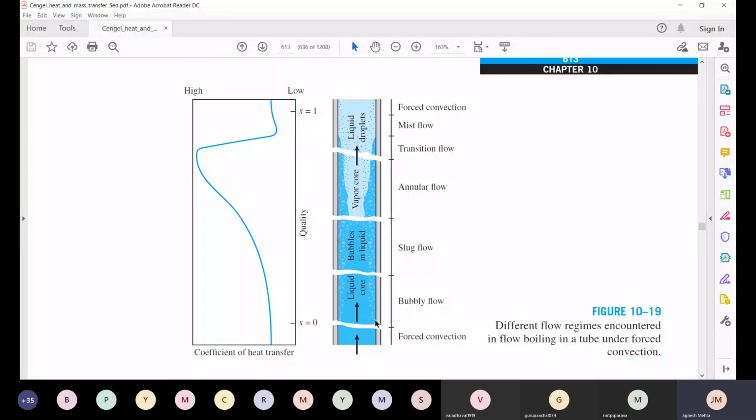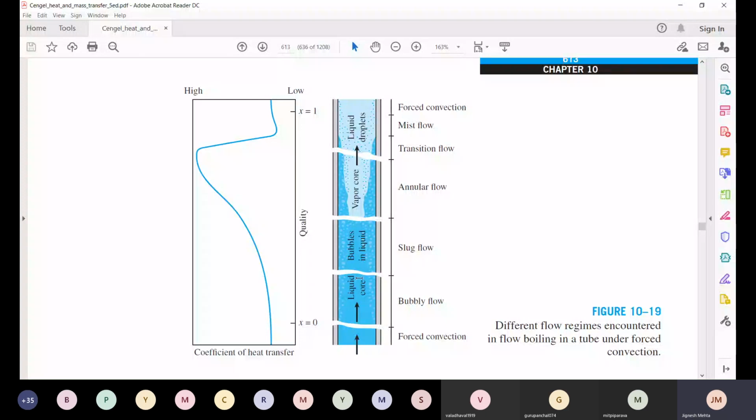Then what you find is that there are bubbles generated, but because of the flow of the liquid, they are dragged into the core region of the tube. So they are dragged into the liquid core. As they are generated, they are dragged into the liquid core. So actually this phenomenon is helping the bubbles to detach from the surface, and that's why you get high heat transfer rates. And this flow regime is called bubbly flow.